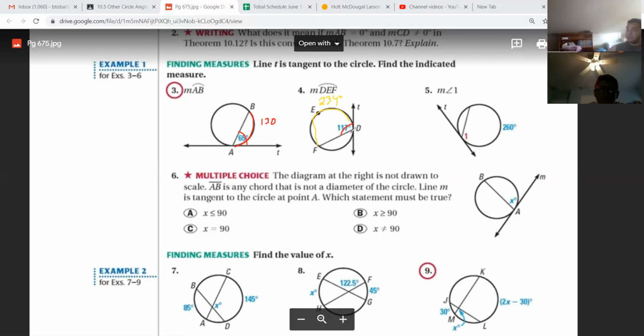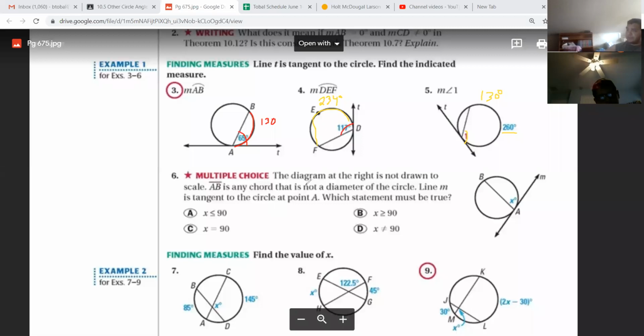Now, if you take the angle on the side and double it, the reverse is going to be true. You take the arc and you cut it in half to get the angle. So if the arc is 260, this angle is going to be half the size of the arc. So that should be 130 degrees. So far, very straightforward. Just double it or cut it in half, depending on which direction you're going.